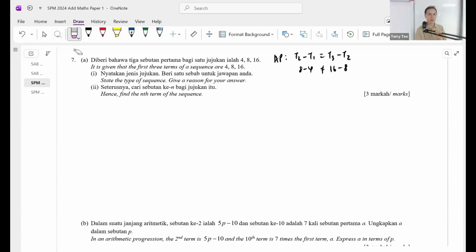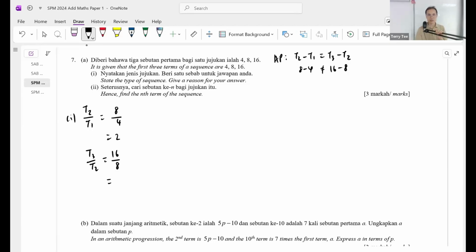So how do you test whether it's geometric? We take T2 divided by T1. Second term is 8. First term is 4. You get 2. Then take the third term, divide by the second term, 16 divided by 8.